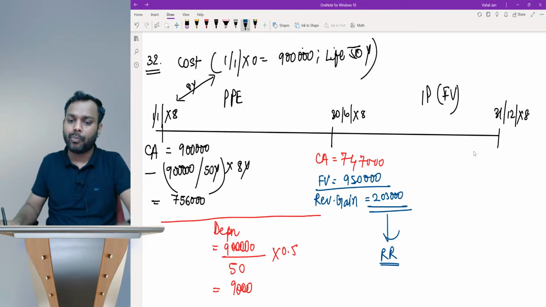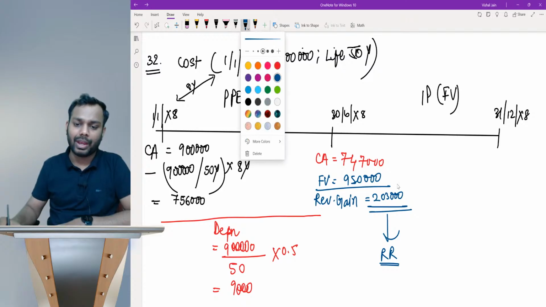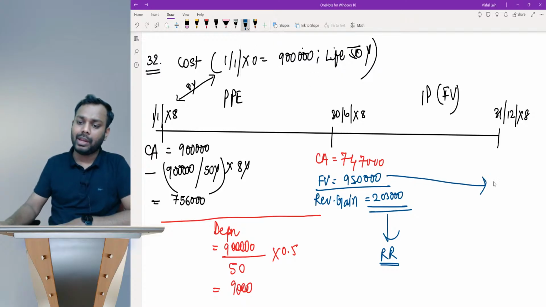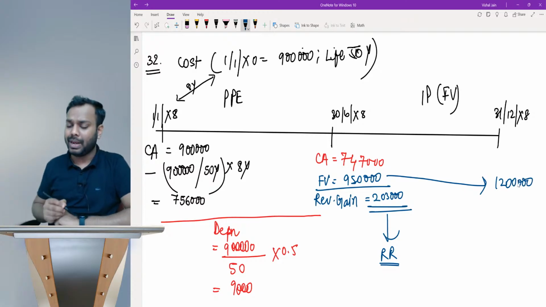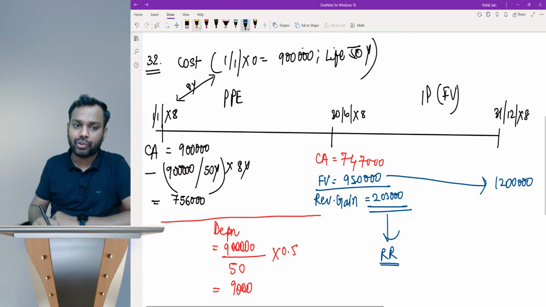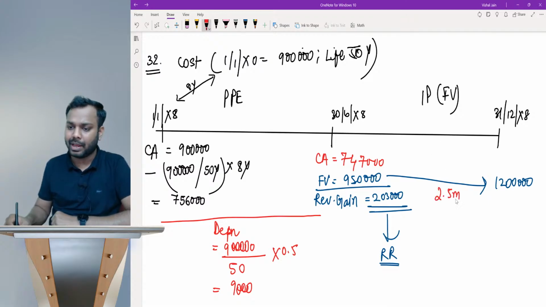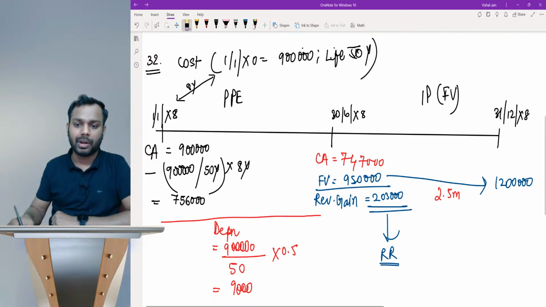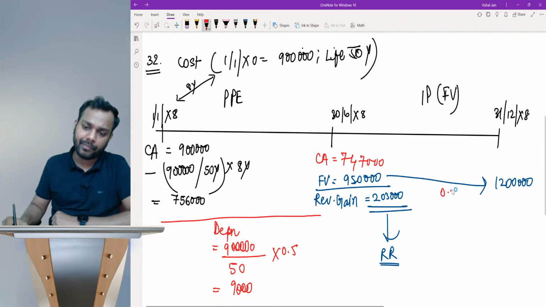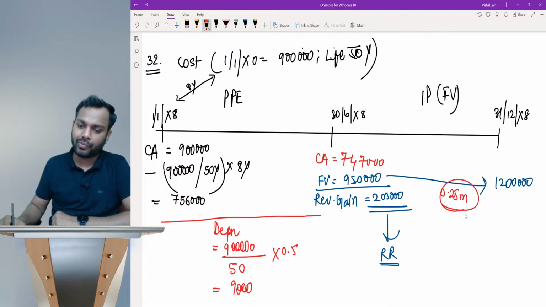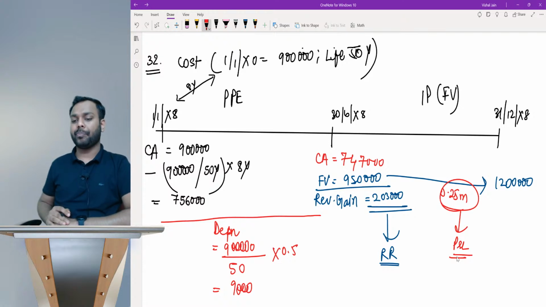Now the question also gives you that at the year end, the fair value of the building is estimated to be 1.2 million. For that you should write that the differential, that is 0.25 million, should be transferred to P and L.